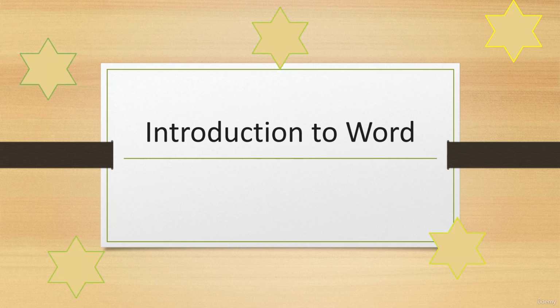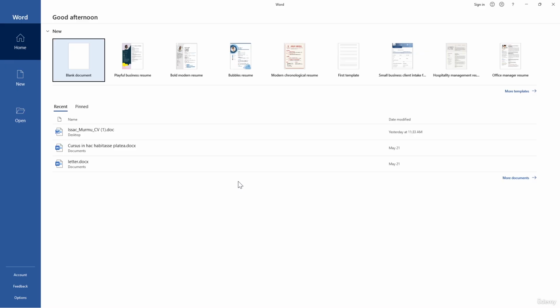Okay, let's start by opening Microsoft Word. When you first open Word, you will see the start screen here. You can open a recent document or start a new one. For now, click on the blank document to create a new document.